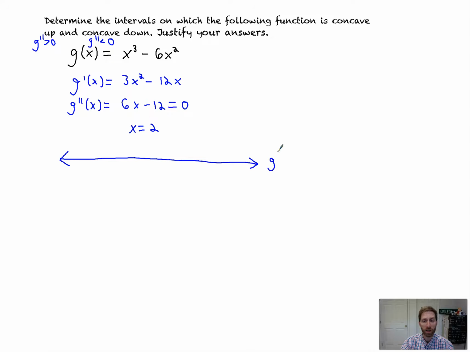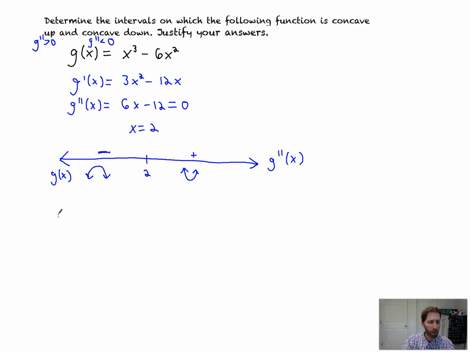And remember, I'm checking the g double prime number line. How about that? And so that's at x equals 2. If we pick a value less than 2, like 0, 0 times 6 minus 12 is negative. So we're concave down. You could draw a picture like that or just say concave down there. And greater than 2, 45. 45 times 6 minus 12, it's positive. So we're going to be concave up. And that's on g. That's it.